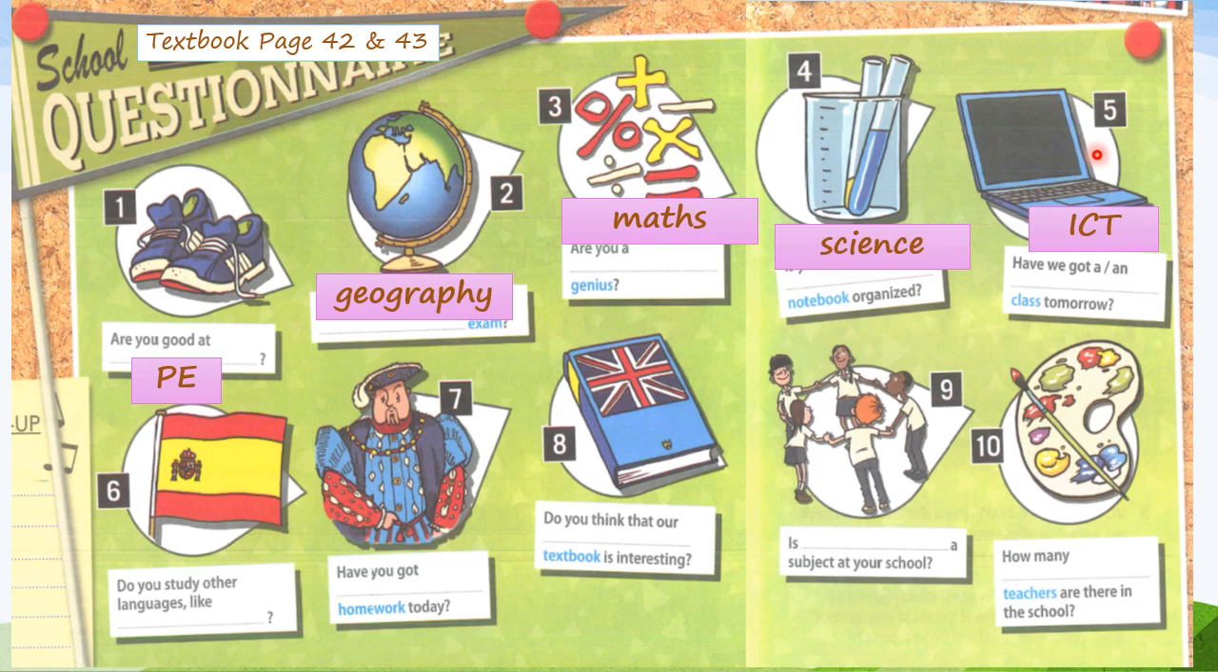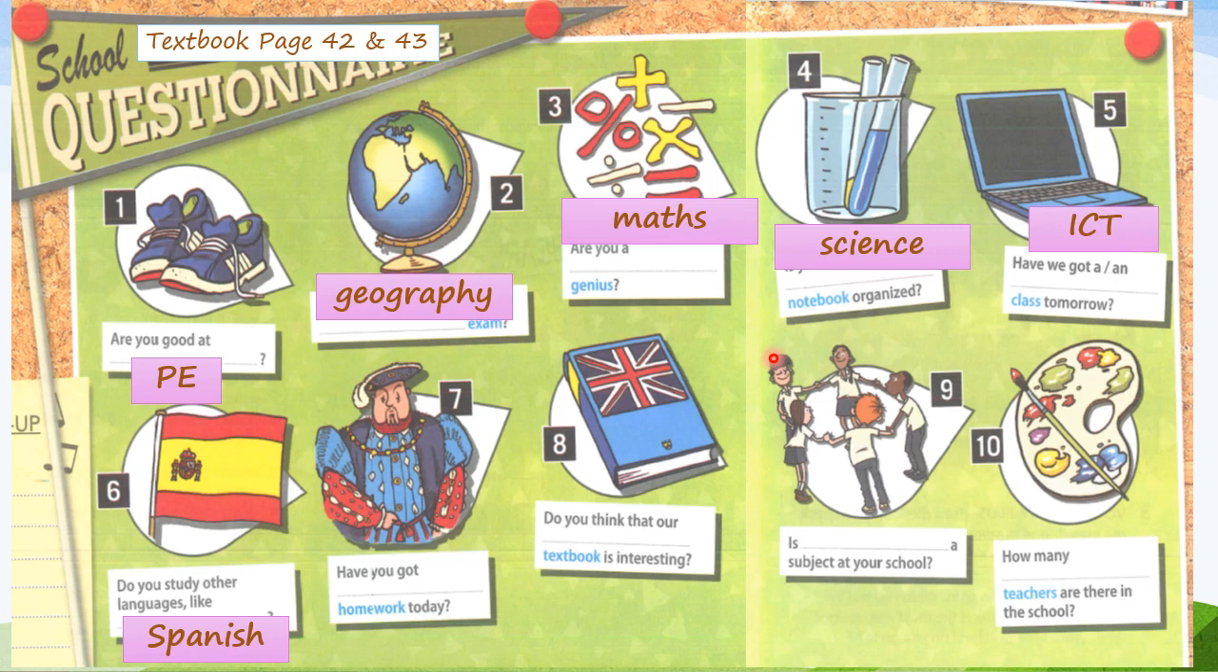Okay, next, number 6. Now, this is the flag of Spain, so I think they are talking about Spanish, okay, the language. So do you study other languages like Spanish? Okay, now what are some of the other languages that you might study? For example, German, okay, French, all right, or Japanese or Thai. So those are other languages.